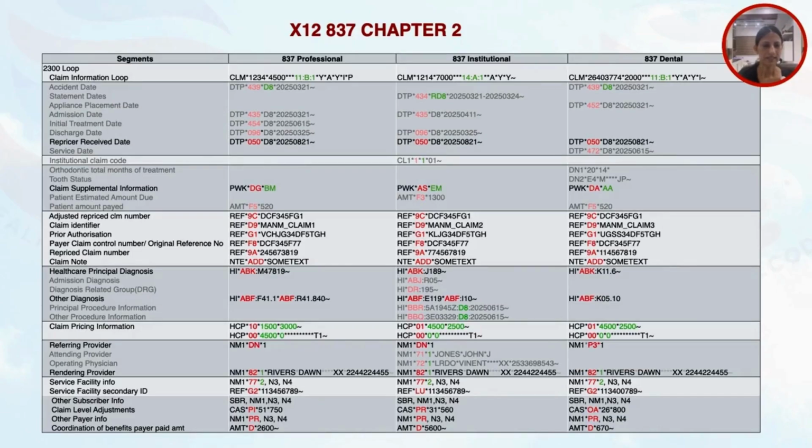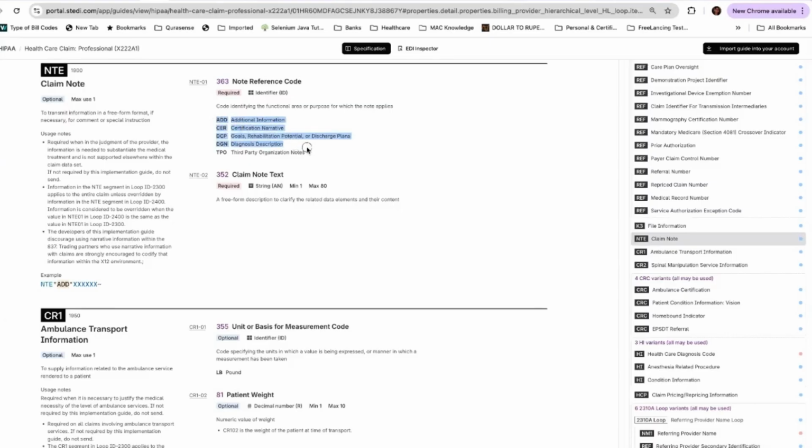Then there's one segment that we have here for exchanging notes. This is the NTE segment. NTE01 identifies the purpose for the note. These are a few codes used for specifying the purpose of notes. And NTE02 is the actual note content in free-form text.